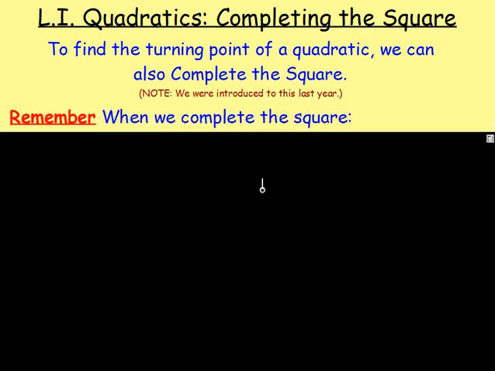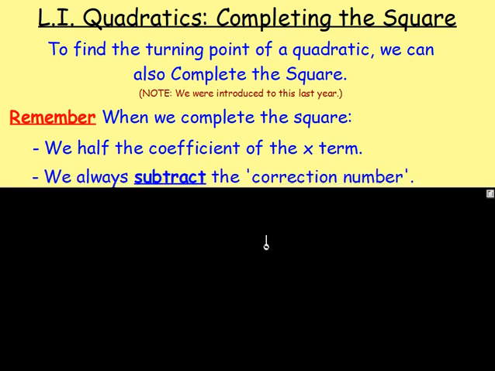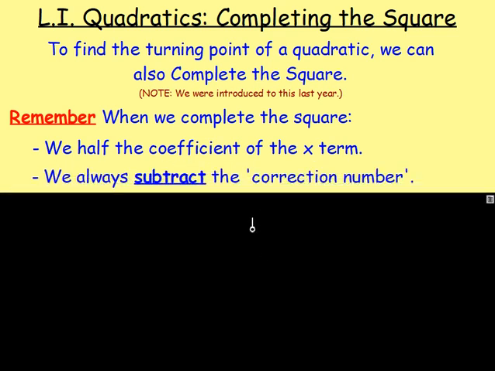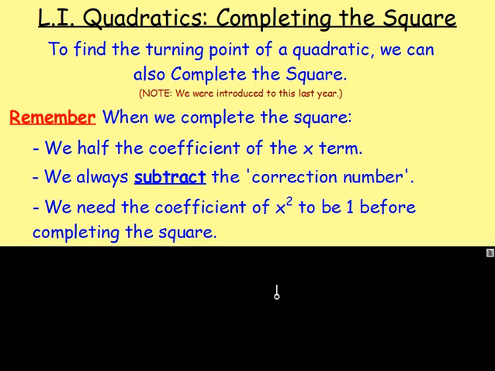Now if you remember, whenever you complete the square, you have to half the coefficient of the x term. You have to then subtract what's known as the correction number, which I shall do in the examples. And for each one that you came across last year, the coefficient of x squared was 1, and you need the coefficient of x squared to be 1 before you complete the square. However, with higher, you will not always get that, so you then have to work your way around that.